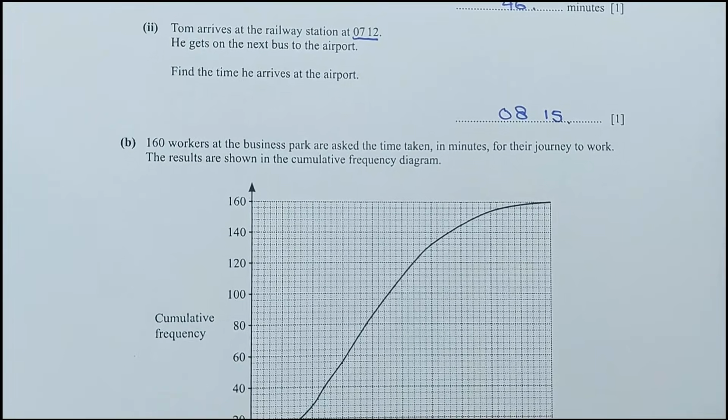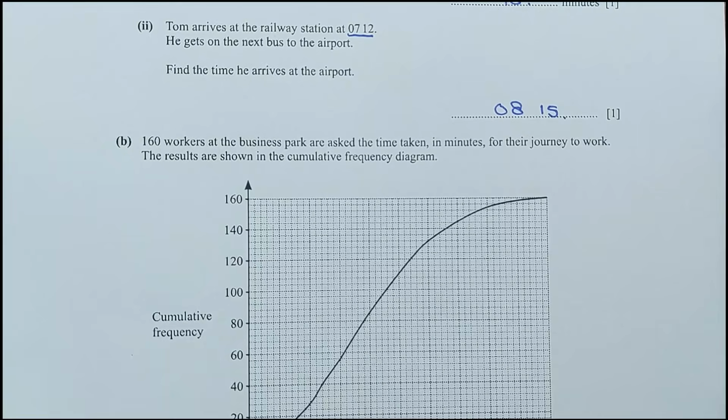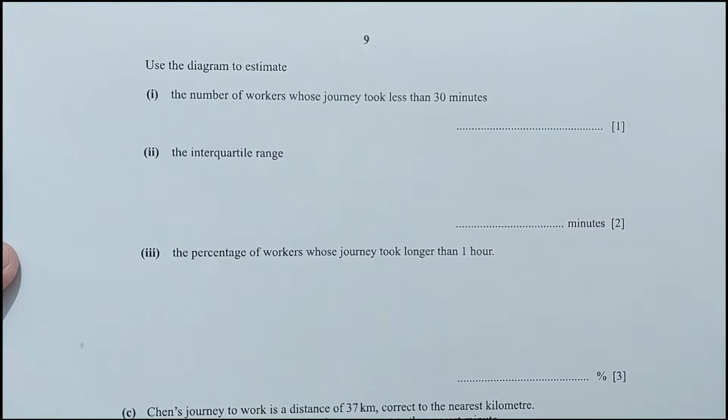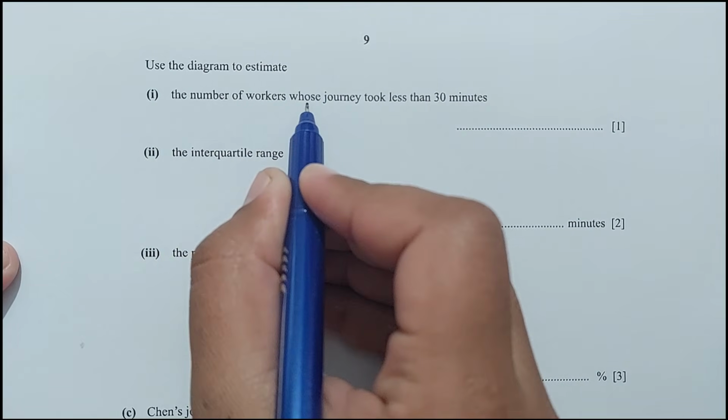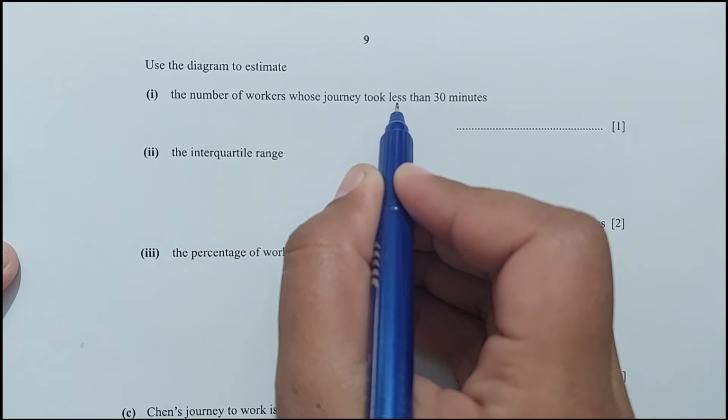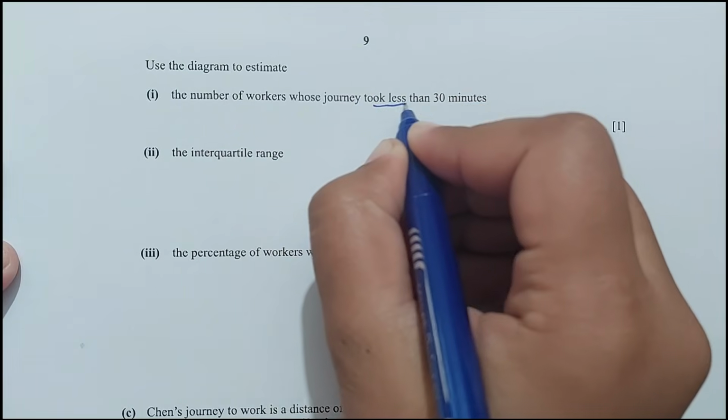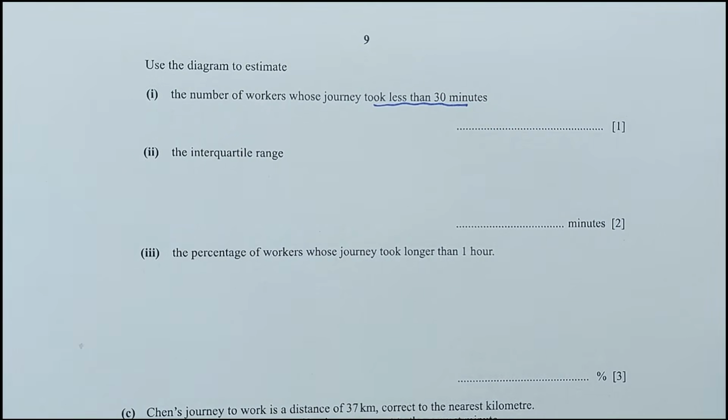Now for part B, 160 workers at the business park are asked the time taken in minutes for their journey to work. The results are shown in the cumulative frequency diagram. Use the diagram to estimate number 1, the number of workers whose journey took less than 30 minutes. Less than 30 minutes, right.